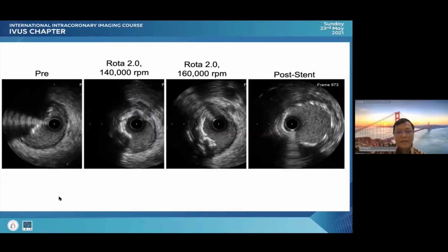And you can see this picture from Akiko. He took a picture for me. This is the left-hand side, where we see the IVUS finding. We have a calcified nodule in the IVUS, and in the second picture from the left, we have the 160,000 rota 2.0. We make some debulking, but with the 140,000, we make a bigger debulking. And the last one, we have the stent, with very good expansion in the RCA.